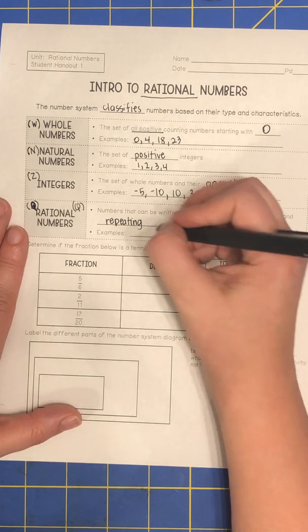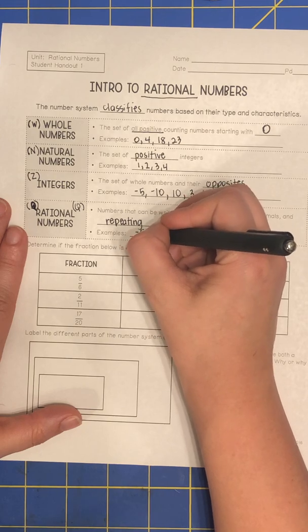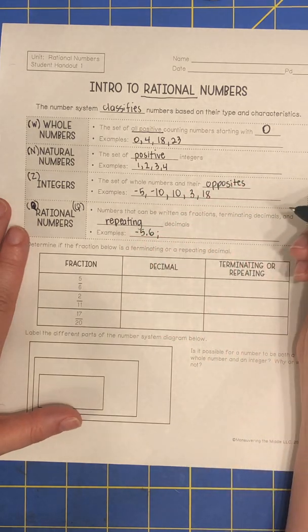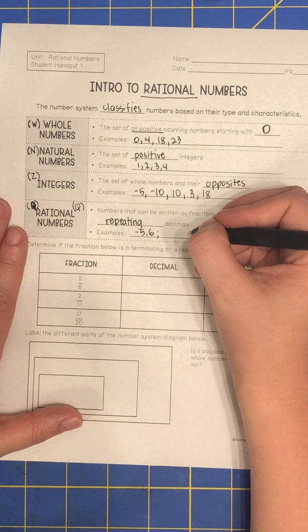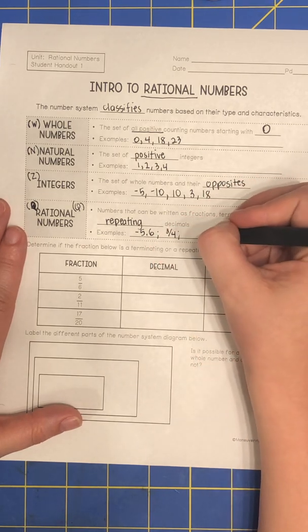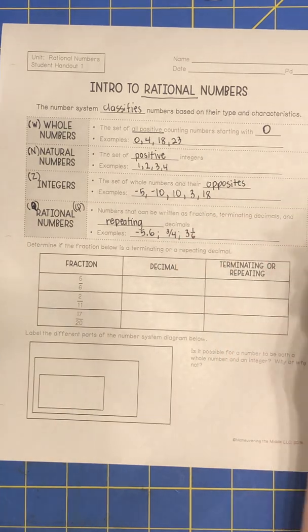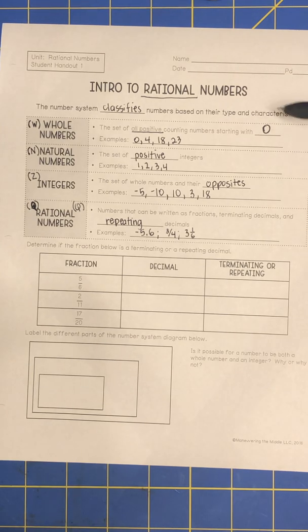Some examples of this would be negative 5 6/10. That's a terminating decimal. 3/4, of course, is a fraction. Even a mixed number, 3 and 1/6, would all classify as rational numbers. So that's a refresher as to what rational numbers are, and that's going to move us into our next lesson on the real number system.